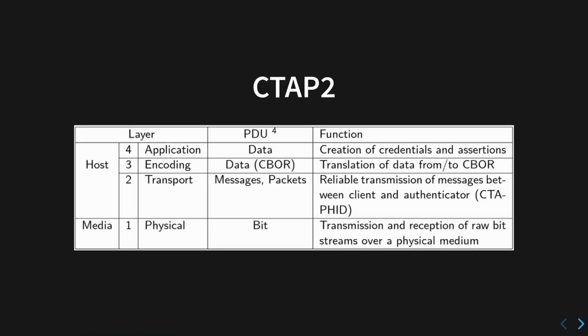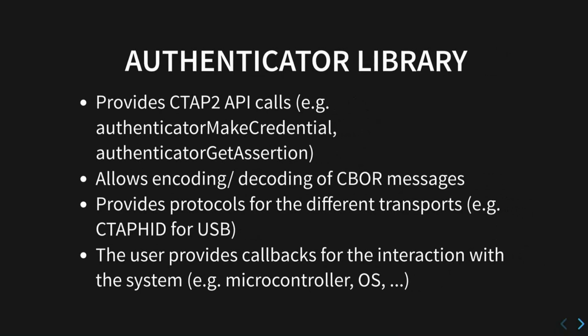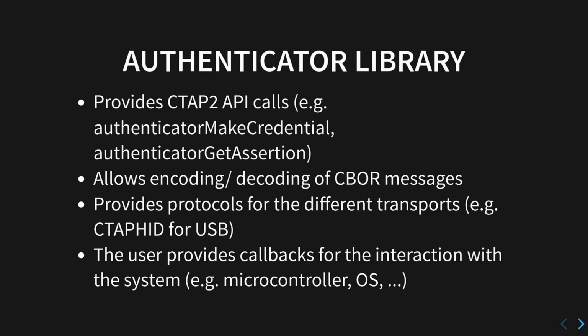So this is just another quick overview of the layers. The idea was the library provides the upper layers, and the user, if you want to use the library, just provides some callbacks so the library knows how to do things like generating random numbers, accessing a file system, and stuff like that. So this is what I was talking about.